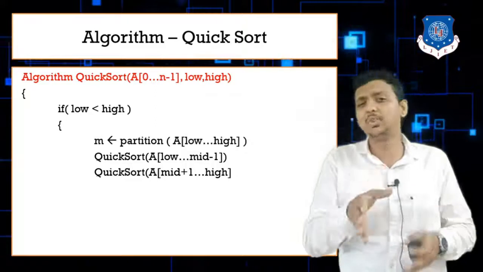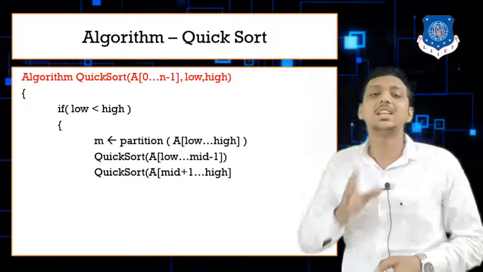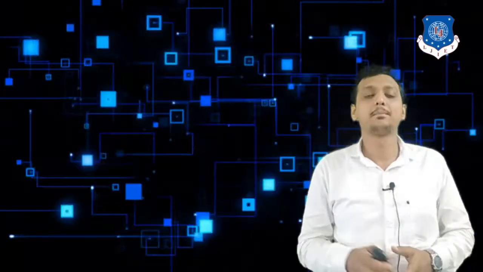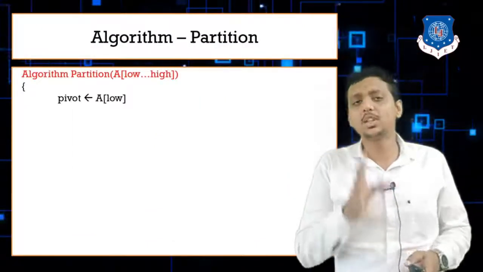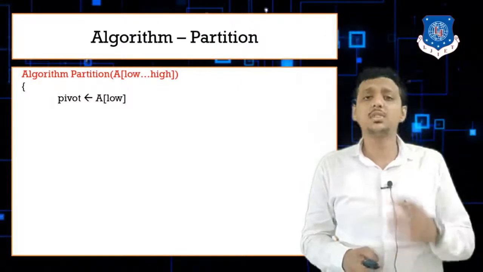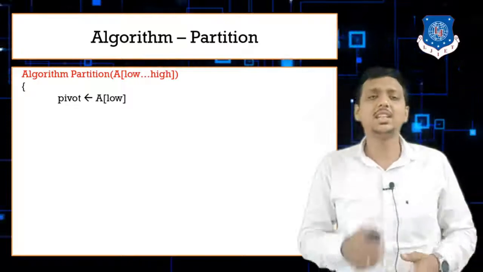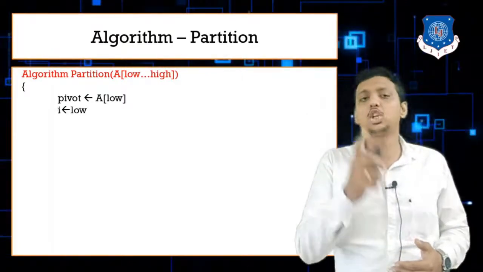As we see, the 50 is fixed, and we applied the algorithm on the left side of the 50 and the right side of the 50. Same like that, you need to apply quicksort on that list. Now next we have the partition algorithm. So students, let's see how the partition algorithm works. The partition algorithm is A of low up to high. Then we take the pivot as A of low. So first you need to apply pivot on A of low.